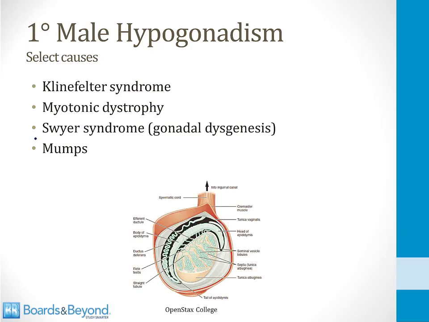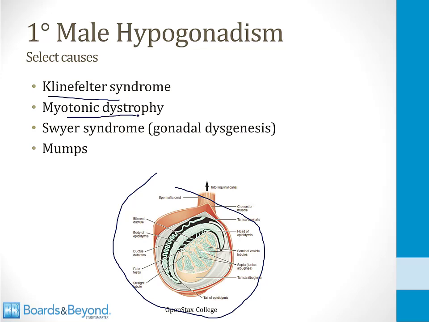Shown on the screen are some select causes of primary male hypogonadism. These are all problems that involve the testes, not the pituitary gland. Klinefelter syndrome is a genetic disorder that I talk about in the genetics section. Those males typically have underdeveloped testes. Myotonic dystrophy is a trinucleotide repeat disorder that I talk about in the genetics section. It also typically leads to underdeveloped testes.